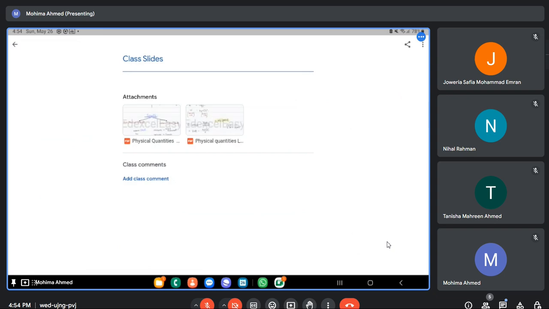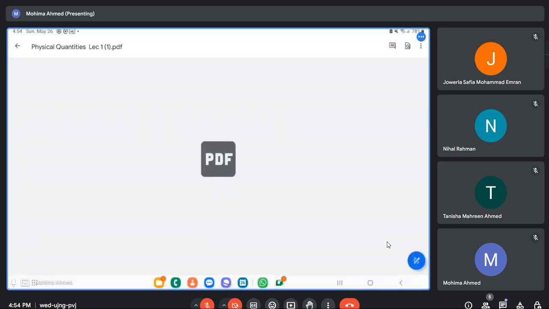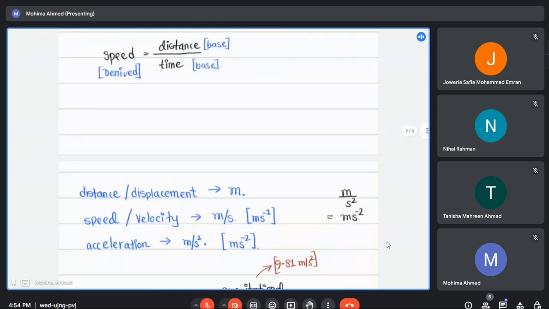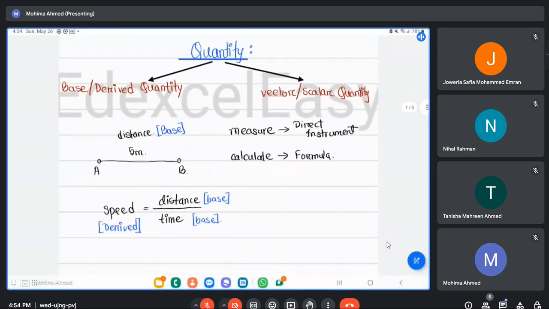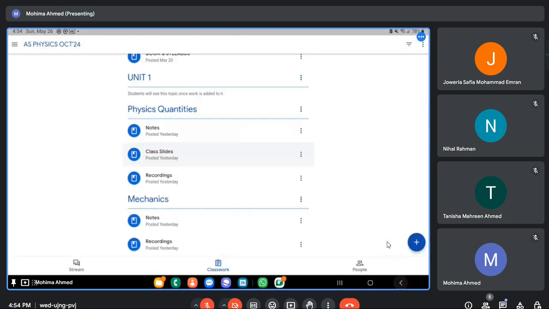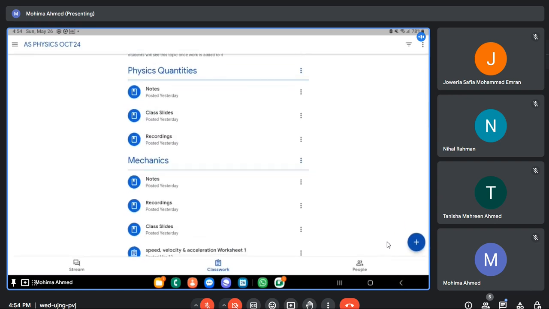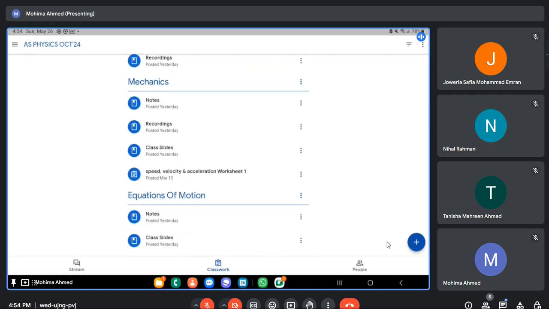Class slides means that whatever I'm going to teach in the class, I will actually write on the board, right? So all those class slides will also be provided. This is their class slides for Unit 1, Lecture 1. Similarly, for you guys also, all the class slides are added in your classroom, and other than that, the class recordings. Okay, these are the class recordings for that topic entirely. So this is how we're going to sectionize every topic on your Unit 4, Unit 5 also.